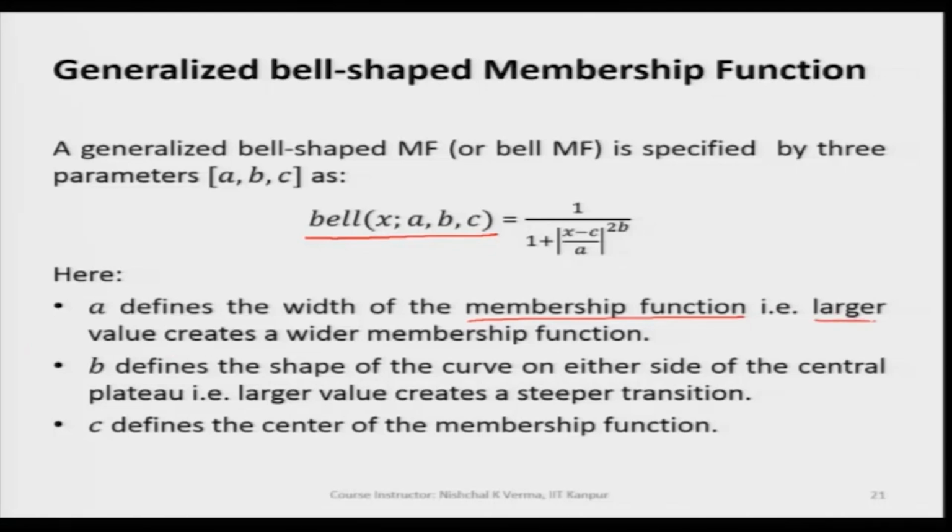That means the larger value of a creates a wider membership function, and b defines the shape of the curve on either side of the central plateau. That means the larger value of b creates a steeper transition. c defines the center of the membership function, meaning either we say center or we say mean.